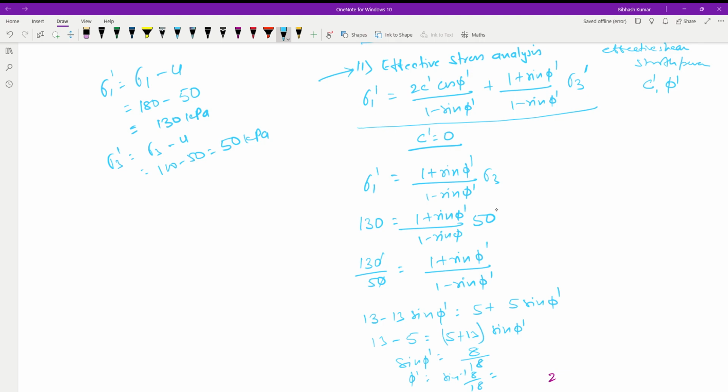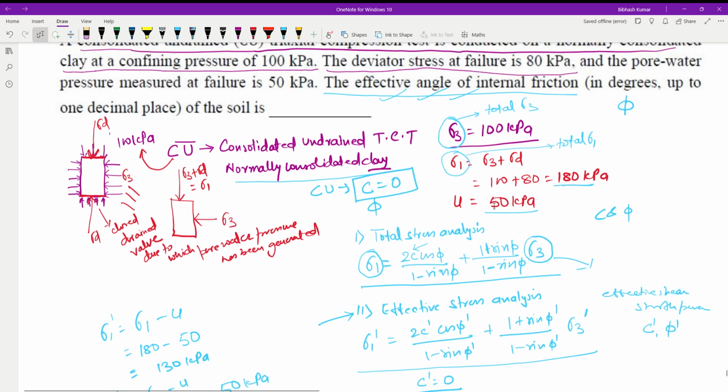So this is nothing but 26.387 degree. You have to write this answer in degrees up to one decimal place, so the correct answer is going to be 26.4 degree. In this way I am continuously solving the problems of previous GATE year questions.